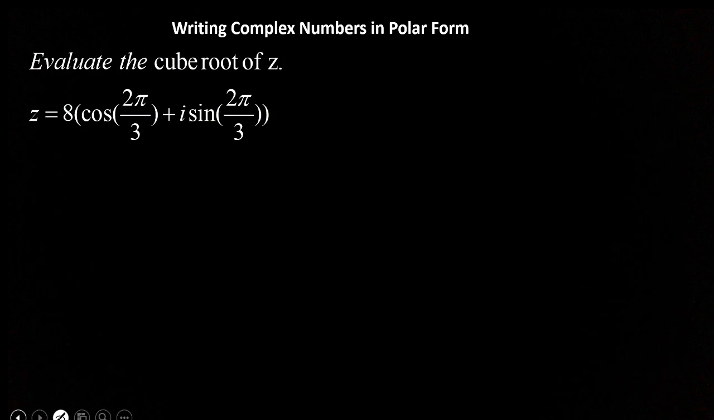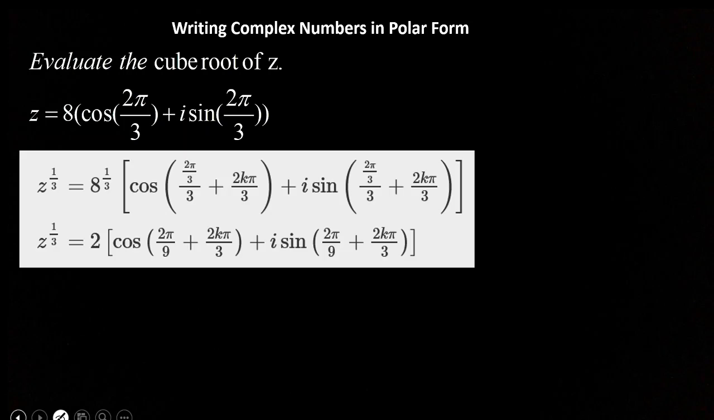So let's start by looking at an example. Evaluate the cube root of z. Now r is 8 and theta is 2 pi over 3. So we're going to write it like this. It would be 8 to the 1/3 power times cosine of 2 pi over 3 divided by n, which is 3 here, right? And then again over here as well. This is theta over n, and this is theta over n. Now this is 2k pi over n, and this is 2k pi over n.